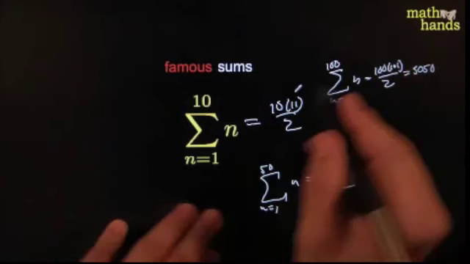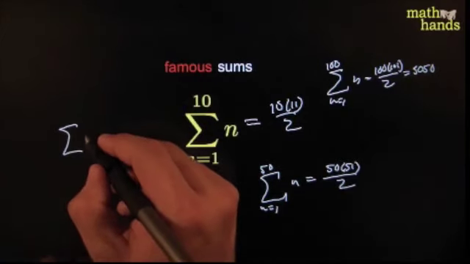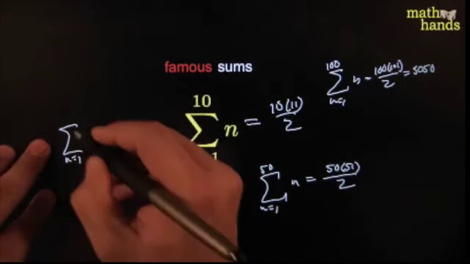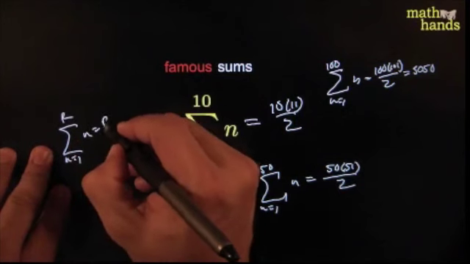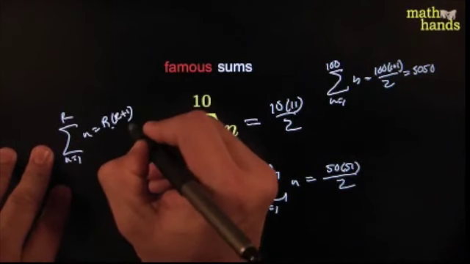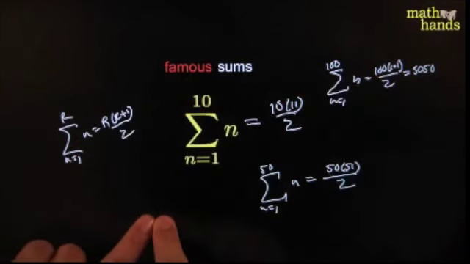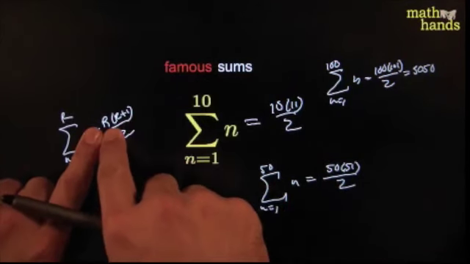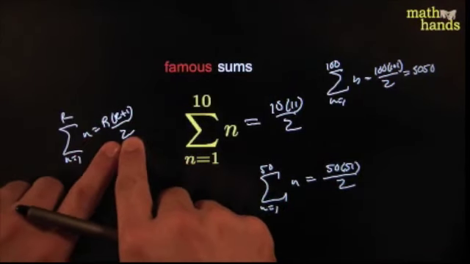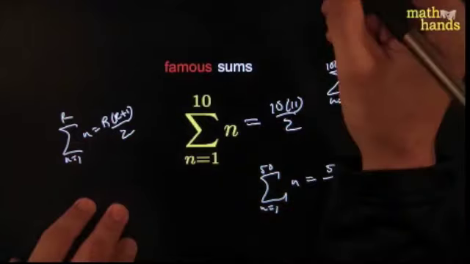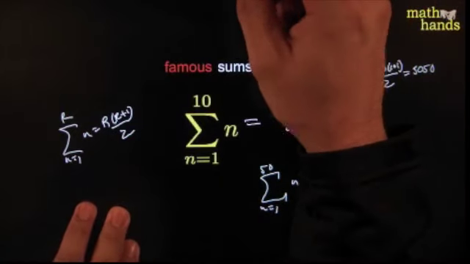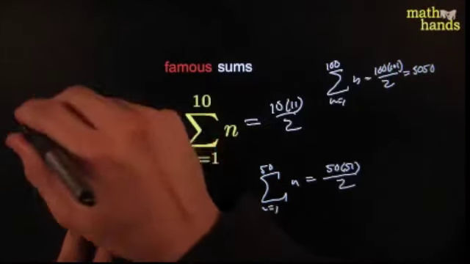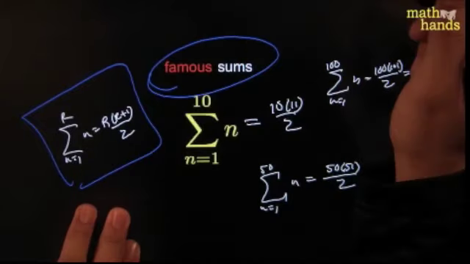Okay, but you could add anything now. This suggests that every time you have the sum of n as n runs from 1 to r, all you do is r times r plus 1 divided by 2. And that's based on writing the x forwards and backwards and adding them all up. You get r plus 1, you get r of those r plus 1s, and then you divide by 2 to solve for x. You could rack it. This one, put a little box on it and say, hey, this is super famous. Add it to your famous list.